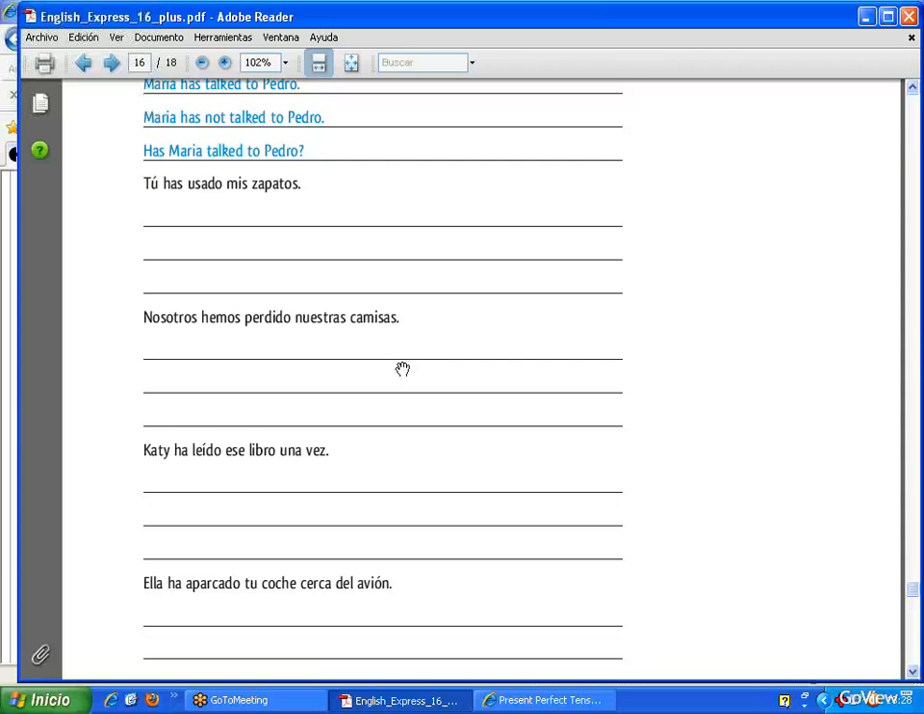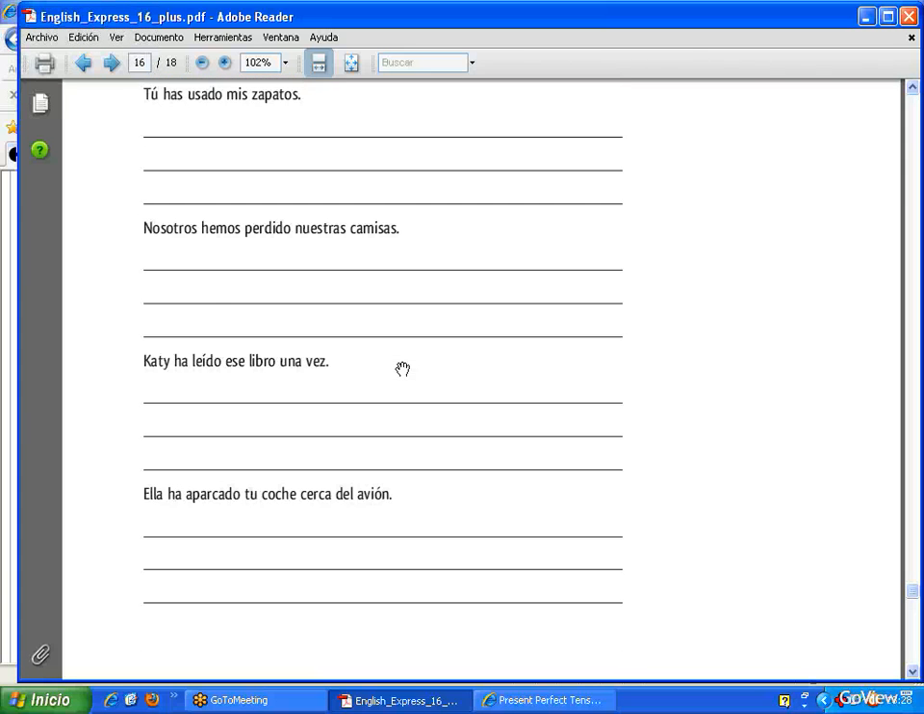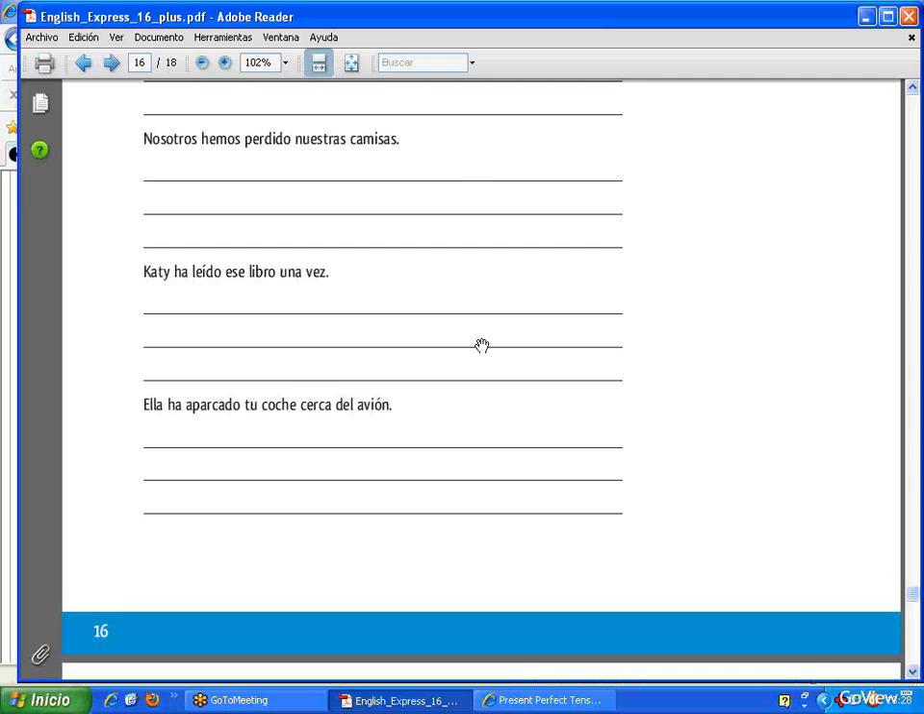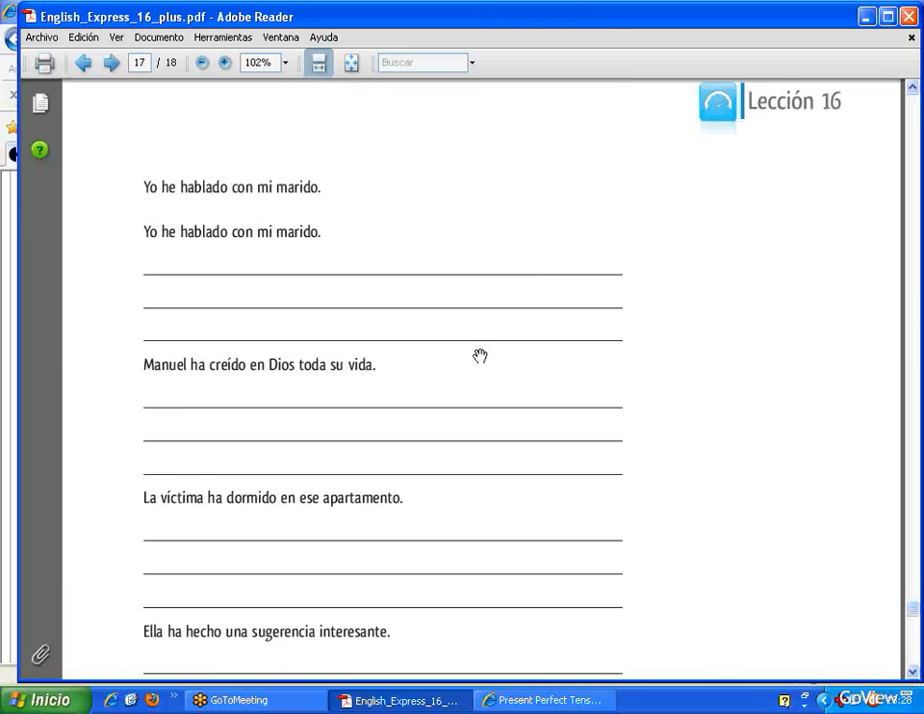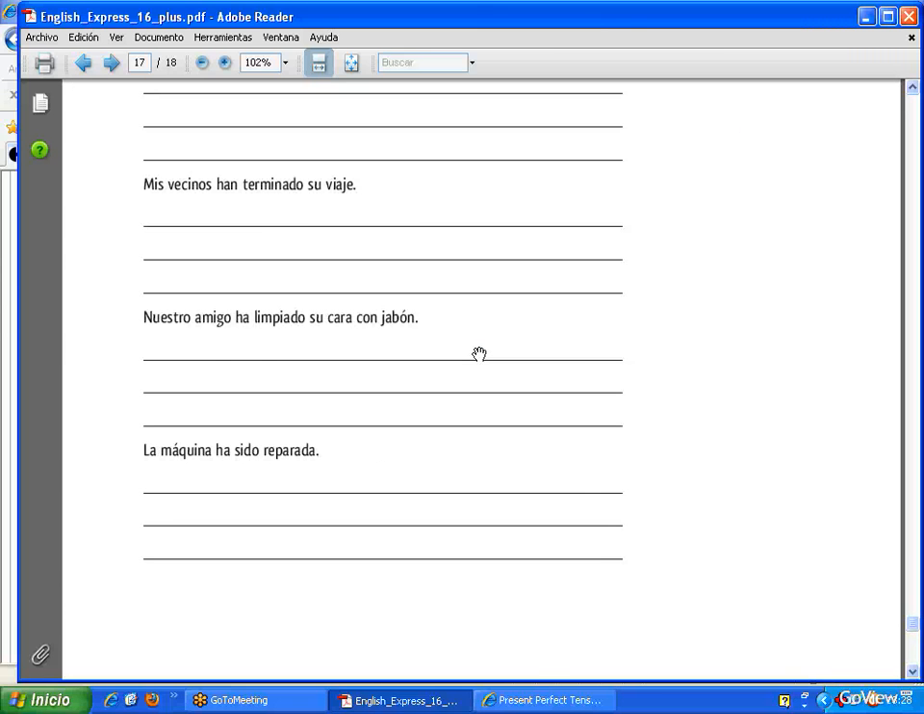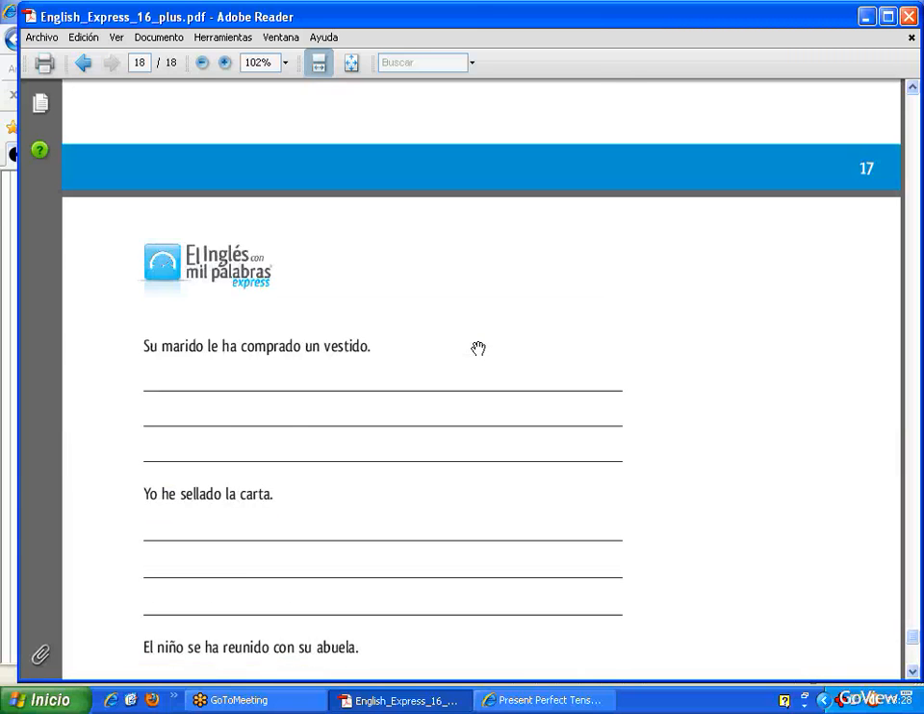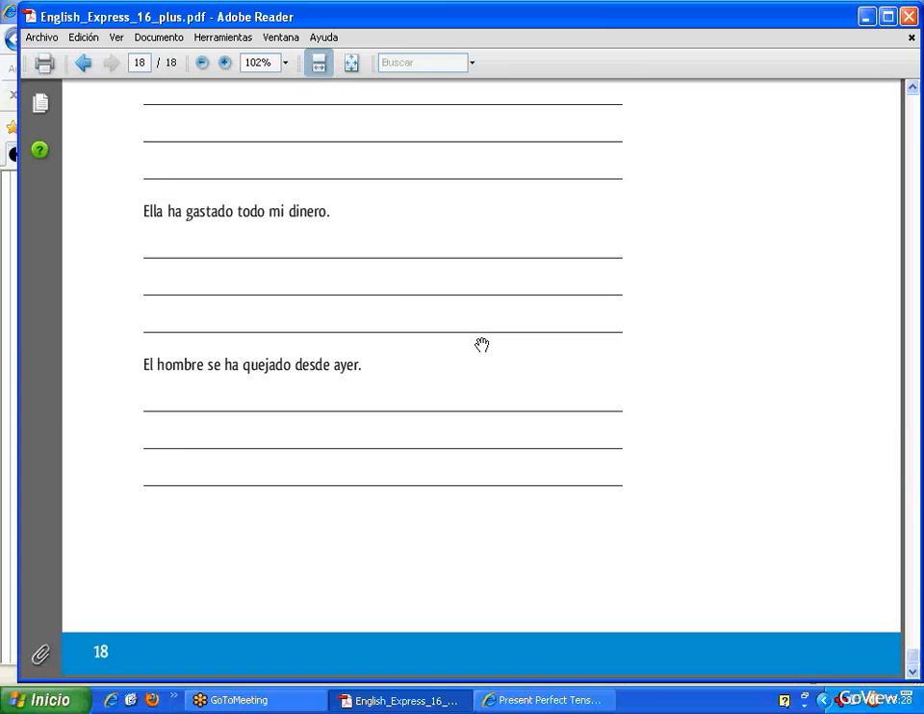Okay, we're going to look at the last one or two, okay? So here, ooh, this translates as, she has spent all my money. She has spent all my money, okay? Etc. Okay? She has not spent all my money. Has she spent all my money? Okay? And here you have desde. Desde ayer, okay?